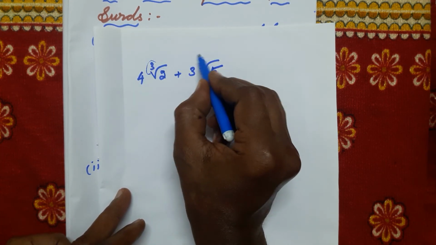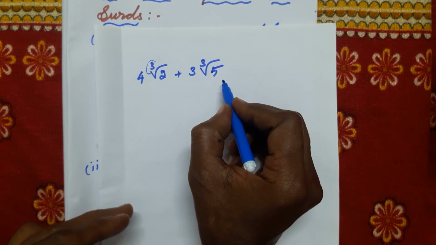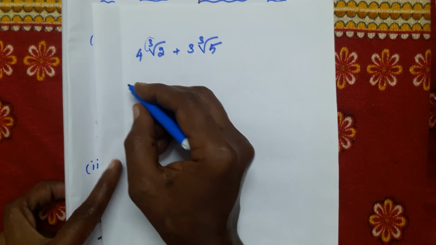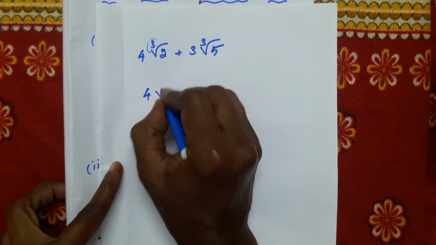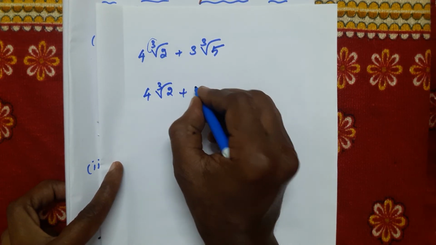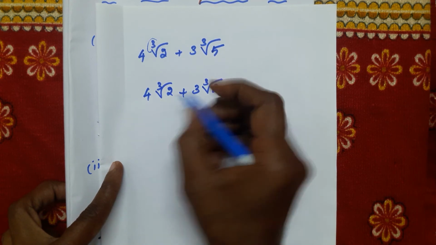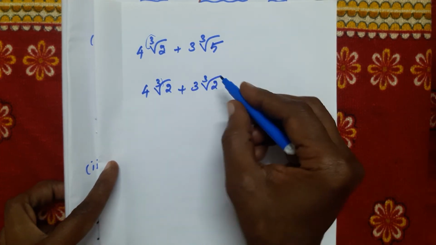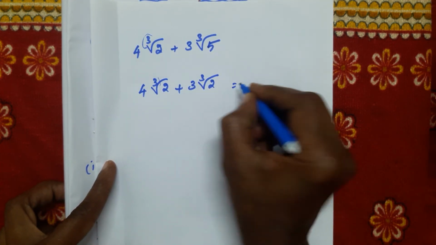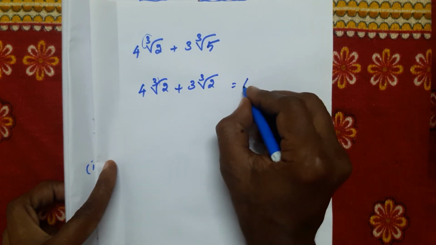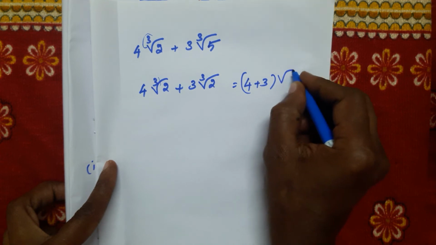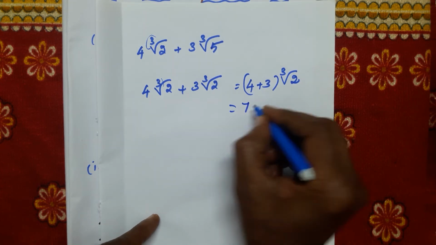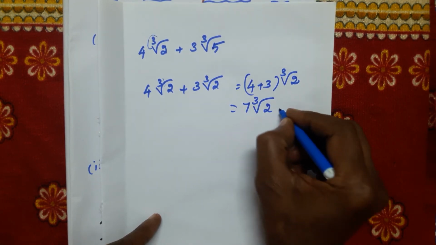Here the order is the same, but the radicand is different. So this we cannot add. Another problem: 4 cube root of 2 plus 3 cube root of 2 is equal to. Here you see that the order is 3 for both, and the radicand is also the same. Here we have to add only the coefficients. 4 plus 3, into cube root of 2, is equal to 7 cube root of 2.